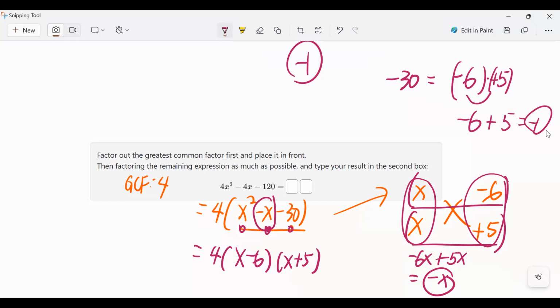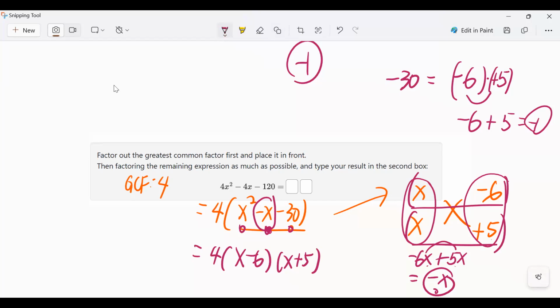So the reason why we break down the -30 like this is because we want to make sure we can end up with the middle term when we cross multiply. So here, -6 times x is -6x, +5 times x is +5x. Combine them, you get -x. That is the middle term right here. And that's how we are assuring this is the correct factoring here.